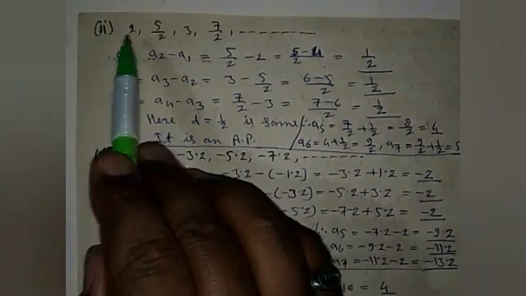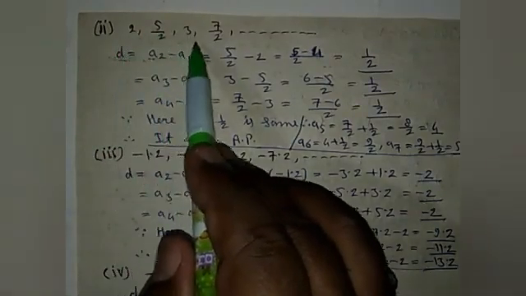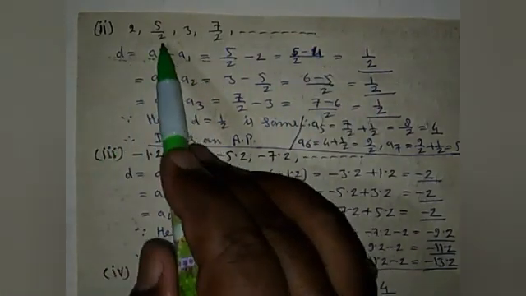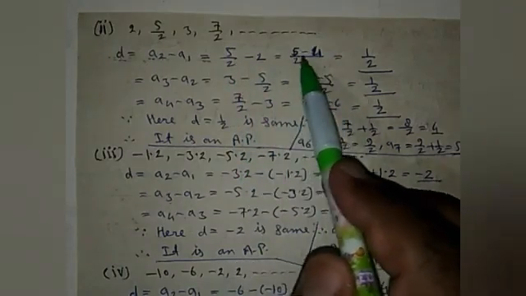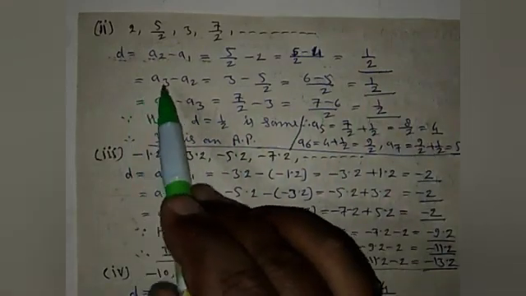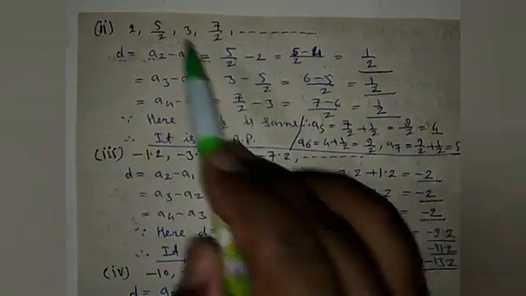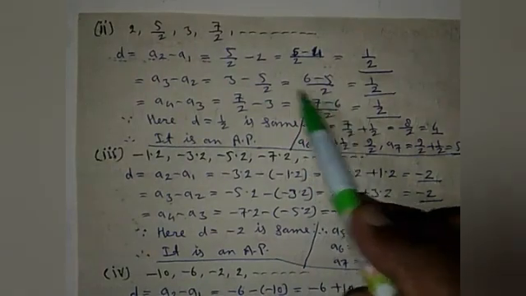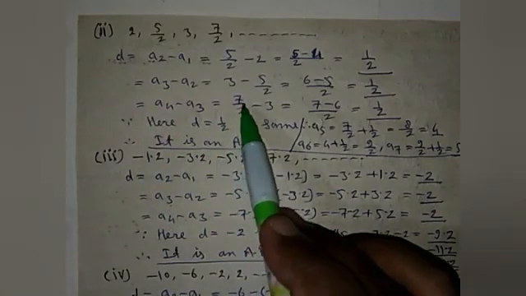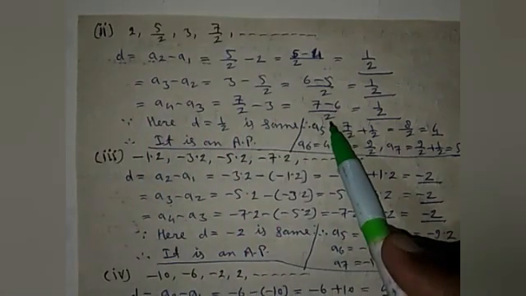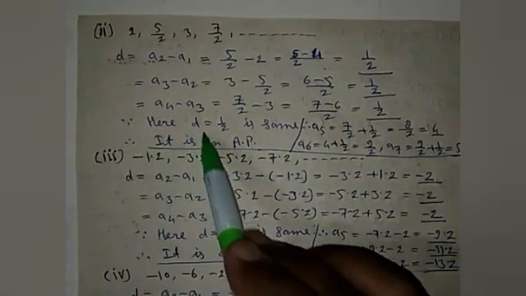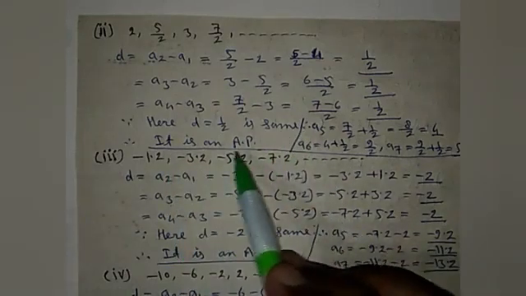In second part, the series is 2, 5 by 2, 3, 7 by 2 and so on. So here difference D is A2 minus A1, means 5 by 2 minus 2, that is equal to 5 minus 4 divided by 2, that is equal to 1 upon 2. A3 minus A2 is equal to 3 minus 5 by 2. So here 6 minus 5 by 2, that is equal to 1 by 2. And A4 minus A3 is equal to 7 by 2 minus 3, that is equal to 7 minus 6 upon 2, that is equal to 1 upon 2. So here see that the common difference D is 1 half, the same, hence it is an AP.